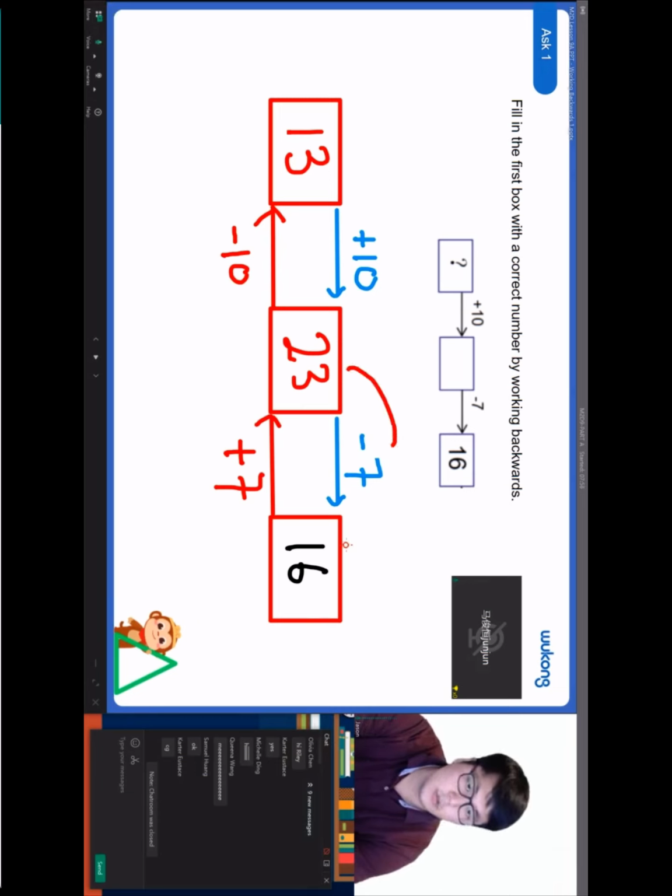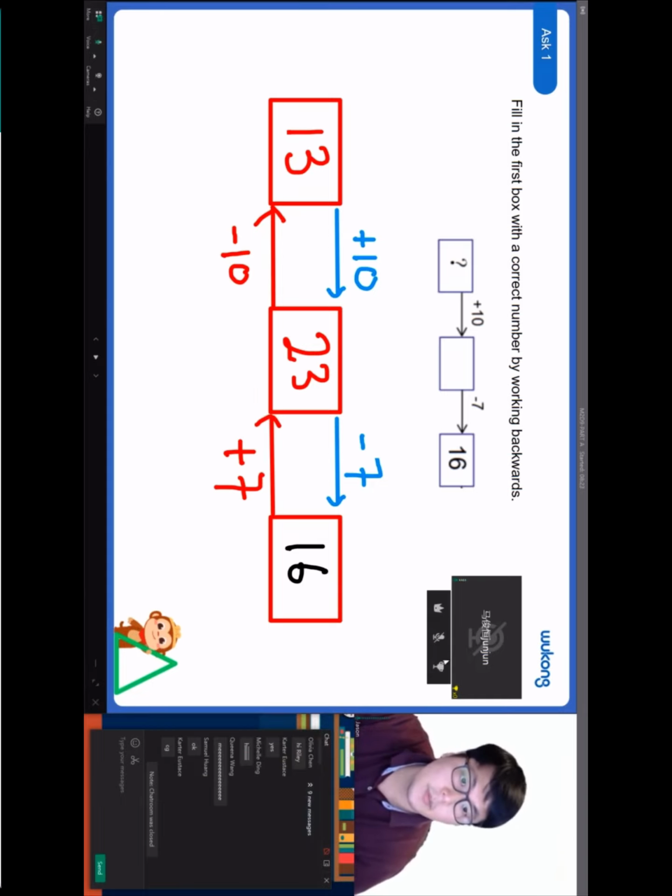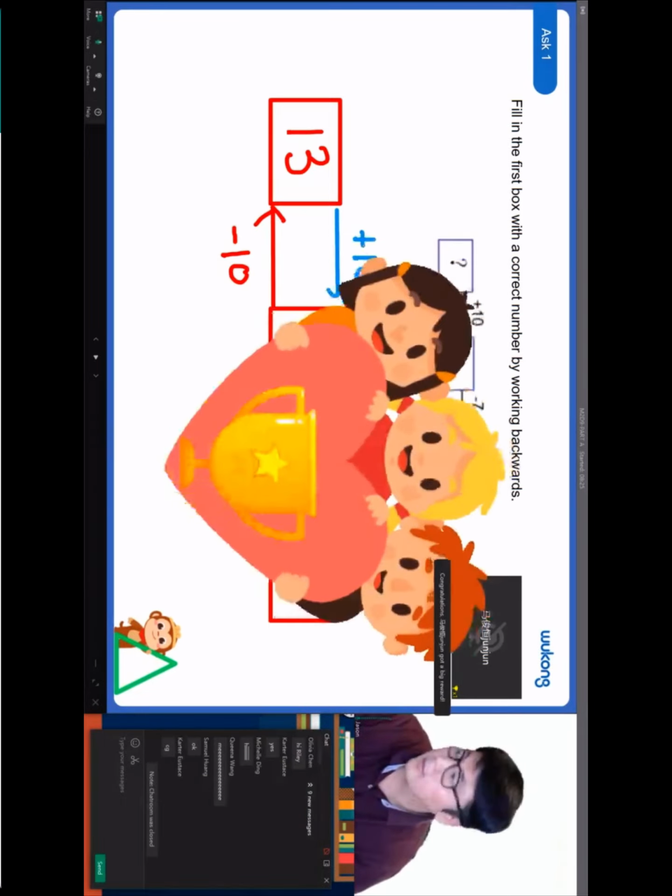Is it 16, Junjun? Yes, that's also correct. So you can see that if you follow the arrows, you get the number. If you follow the blue arrows from 13, you're going to get 23 and 16. And going the other way around, you always get the same number. So Junjun, do you understand how to draw this flowchart now? Yes. Very good. Thank you so much for helping me out, Junjun, and keep up the good work.